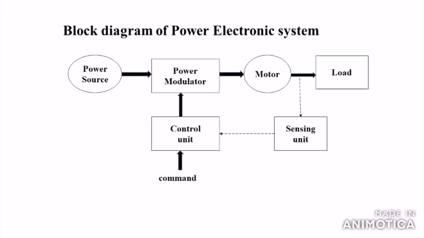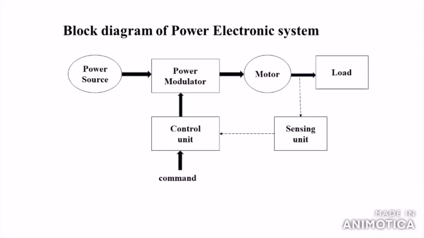This is a block diagram of a power electronic system. This system consists of a power source, power modulator, motor, load, sensing unit and control unit. Here we will see them one by one. First, the power source. The power source may be an AC voltage source or a DC voltage source.